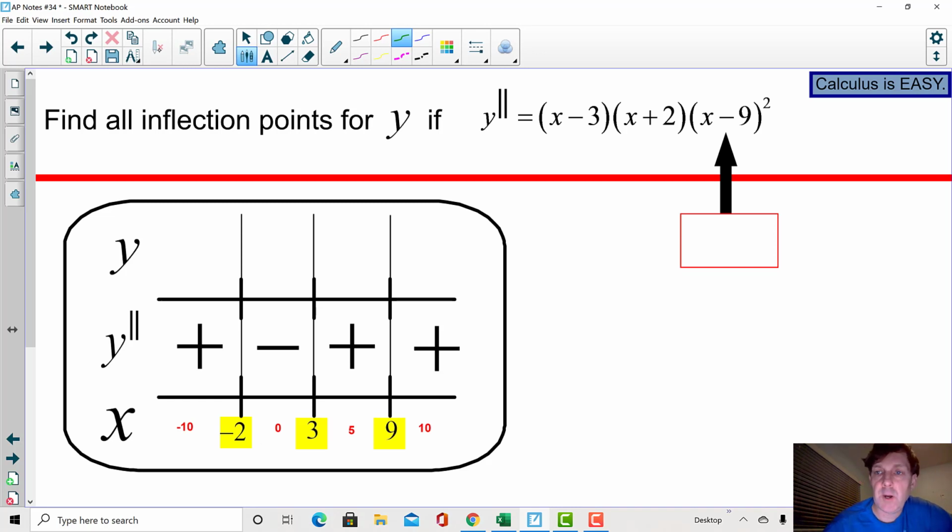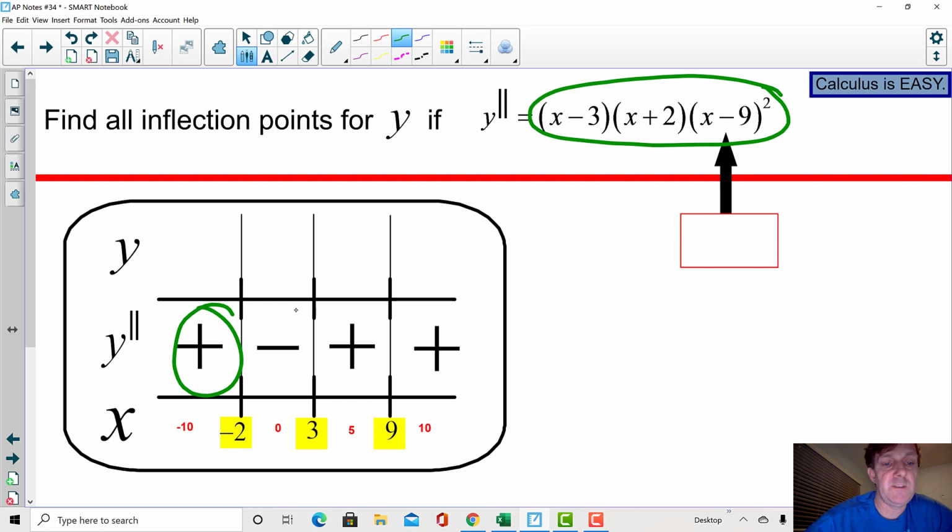I want you to notice that our second derivative is just a polynomial. Remember, polynomials are differentiable everywhere. So we will have a tangent slope everywhere. So that means if our second derivative changes signs, then the spot where it changes is going to be an inflection point.